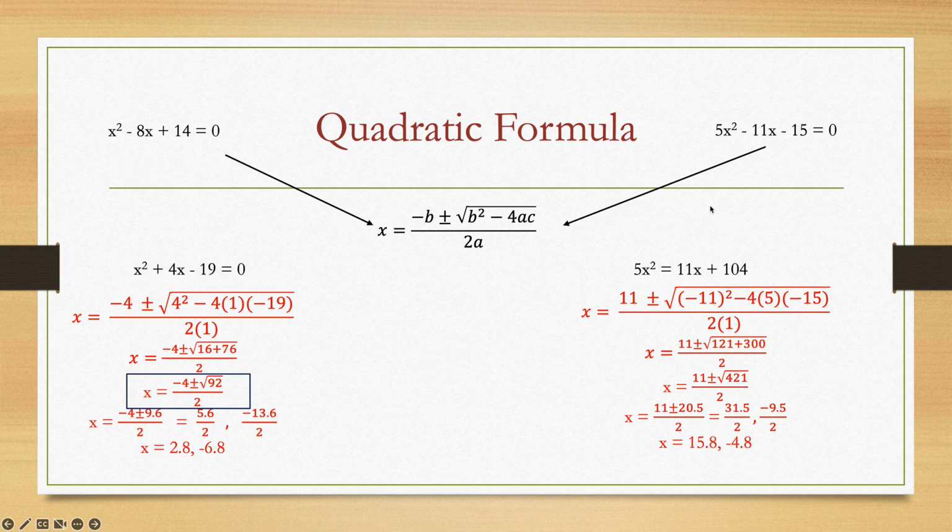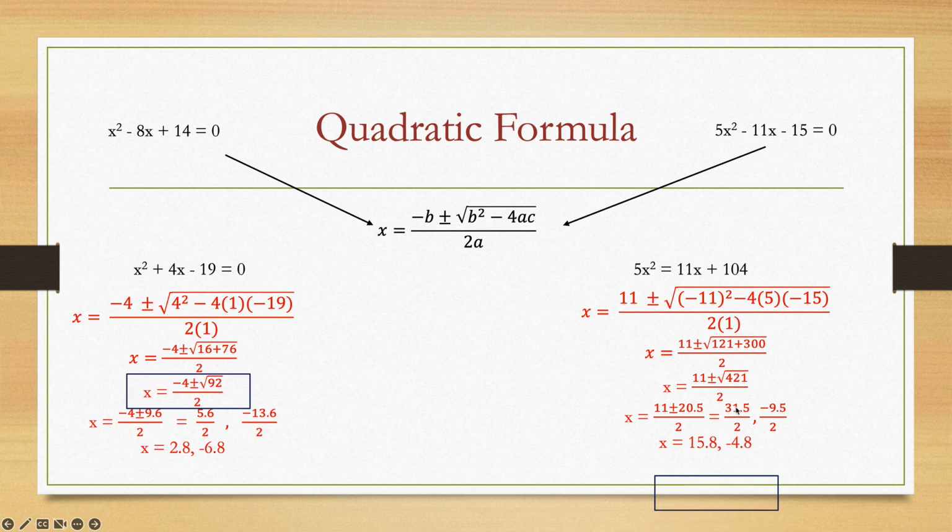The negative of b, which is negative 11, which is 11, square root of negative 11 squared minus 4 times 5 times, as I have it up here, negative 15, over 2 times 1, which gives me 11 plus or minus the square root of 121 plus 300 over 2, which is 11 plus or minus, add those up, square root of 421 over 2.